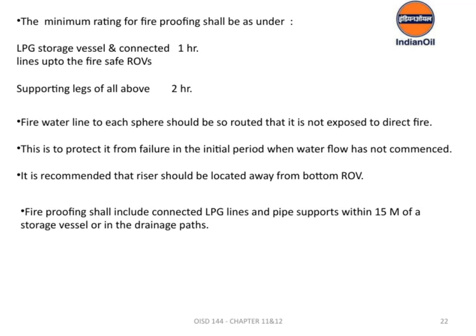Let's review some key points from OISD 144, specifically chapters 11 and 12. Fireproofing must include the connected LPG lines and pipe supports that are within 15 meters of a storage vessel or along the drainage paths. This is crucial to ensure safety in case of a fire, especially near LPG storage areas. Additionally, the routing of fire water lines to each sphere should be carefully planned. They should be positioned so that they are not exposed to direct fire.